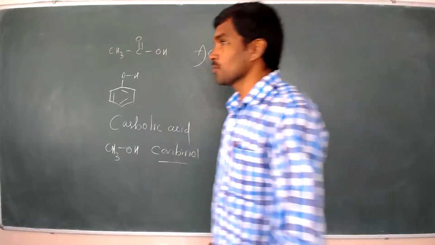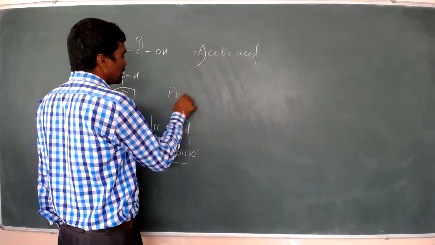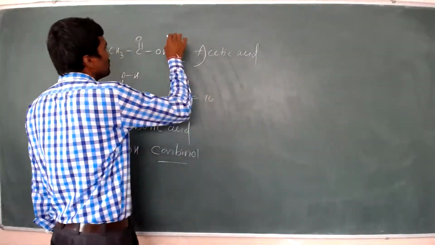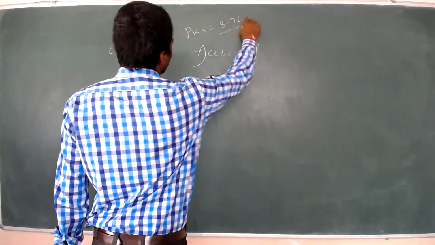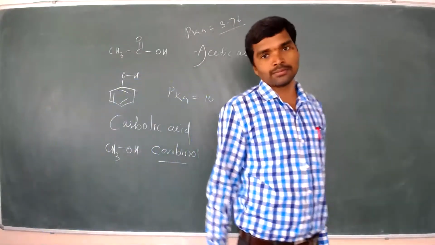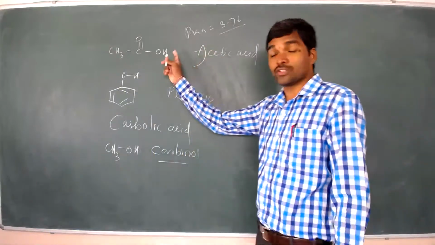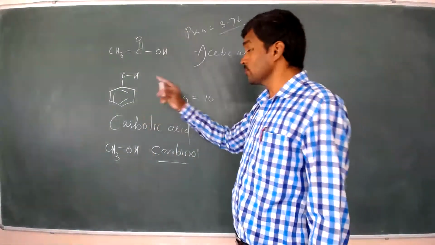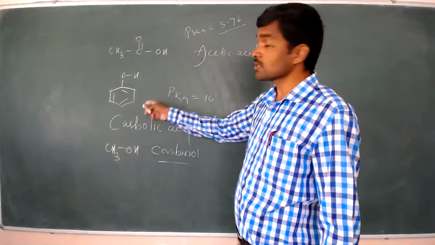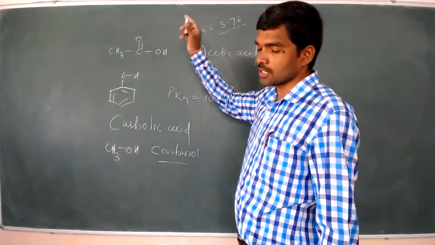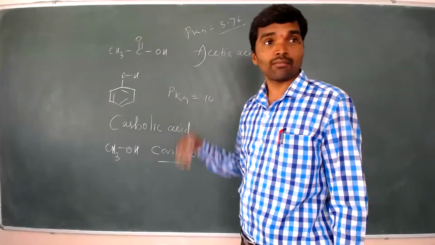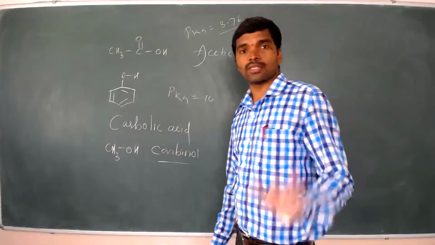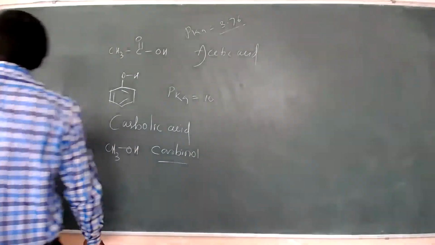Phenol's pKa value is 10. Carboxylic acid's pKa value is 3.76. Then you see how much more acidic carboxylic acid is than phenol. So phenols are less acidic than carboxylic acid, or ethanoic acid is more acidic than phenols. You remember this point.